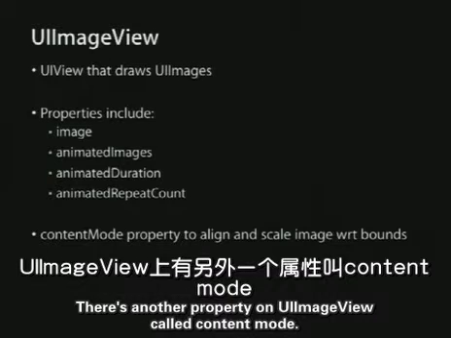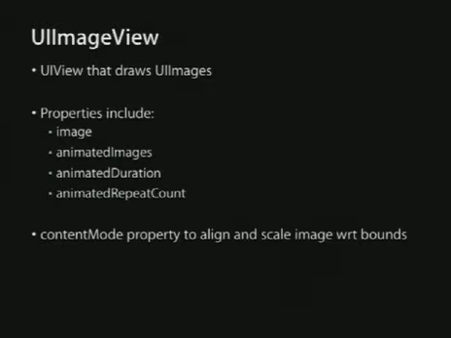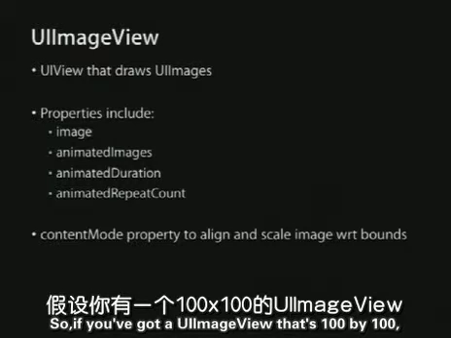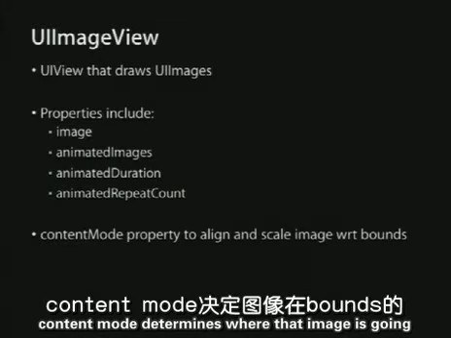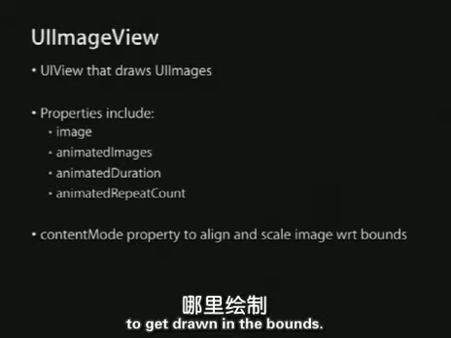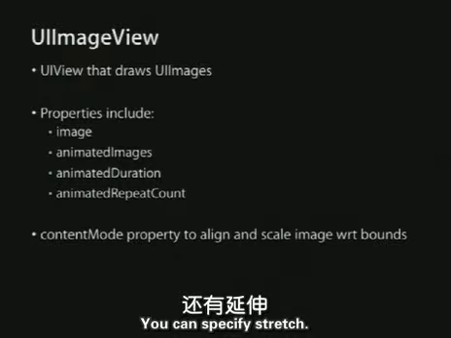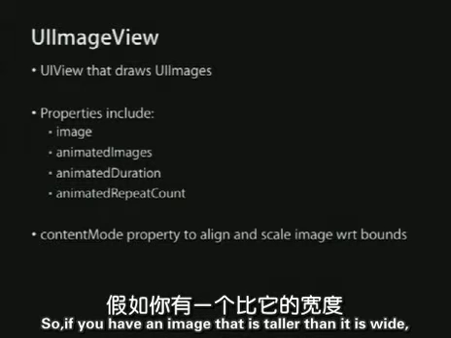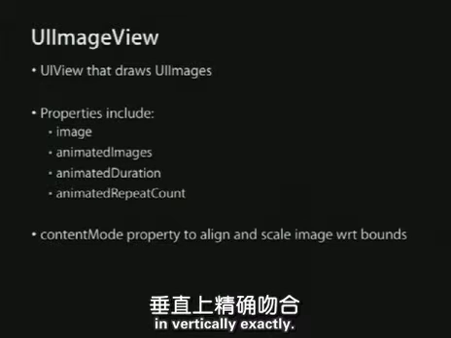There's another property on UIImageView called content mode. Actually, this is on UIView, but it's most useful on UIImageView. It lets you specify how the image that you're setting on your UIImageView is mapped to the bounds. If you've got a UIImageView that's 100 by 100, and the UIImage you're setting on it is only 50 by 50, content mode determines where that image is going to get drawn in the bounds. So you can specify top left, top right. You can specify stretch. You can specify aspect fit. So if you have an image that is taller than it is wide, it'll make sure it's centered horizontally, but then fits in vertically exactly.